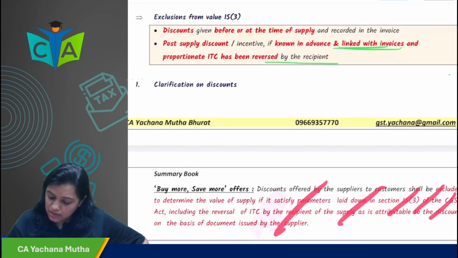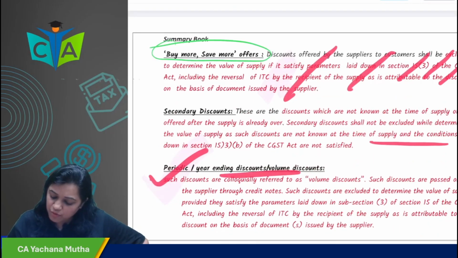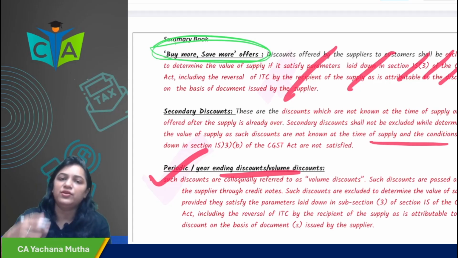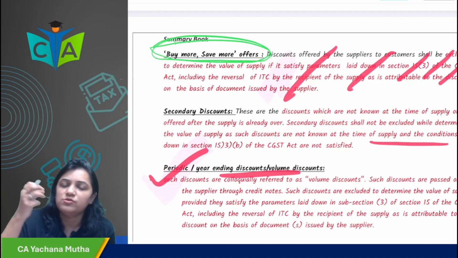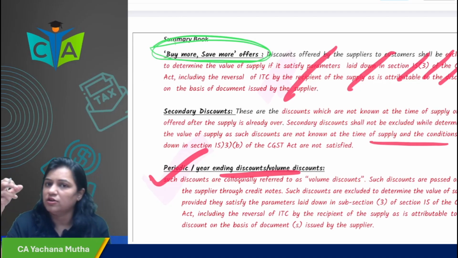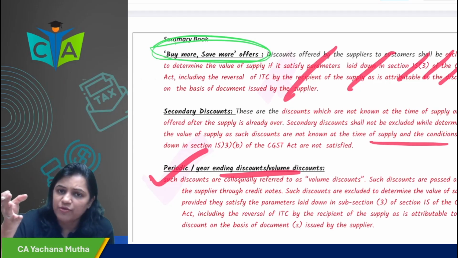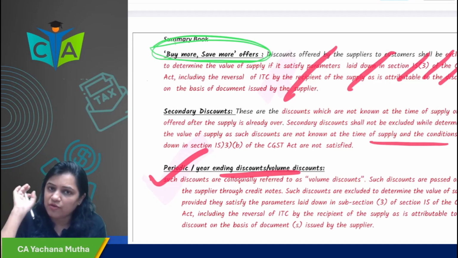Okay. Now next, there are a few clarifications on discount. First is the buy more, save more offer. For example, in a mall when we go, buy for 10,000 get 10%, buy for 20,000 get 20%, buy for 30,000 get 30%. We get these kinds of discounts. So these are known before or at the time of supply, and these are duly recorded in the invoice. So this will be excluded from the value, not a problem.